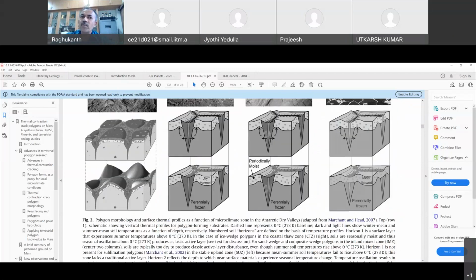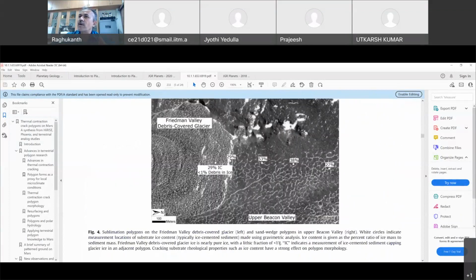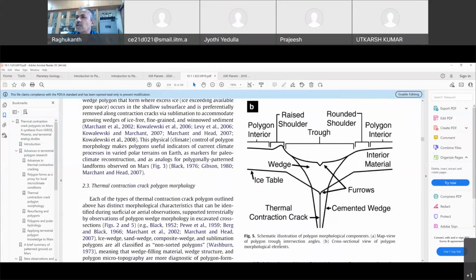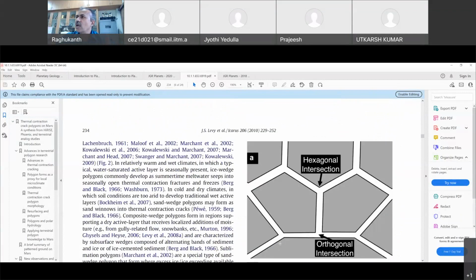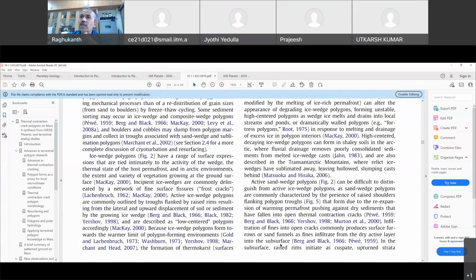So he has taken polygons in the Antarctic dry valleys. So in Antarctica, they have taken this type of dry valleys. They have taken photographs, and the geology of this region is very well known. So now you compare this with Mars and then try to explain what is the reason for Mars itself. Okay, so this is how people try to do this type of work. He has explained about this hex intersection, that complicated thing which I have also not studied, but this is what they do.